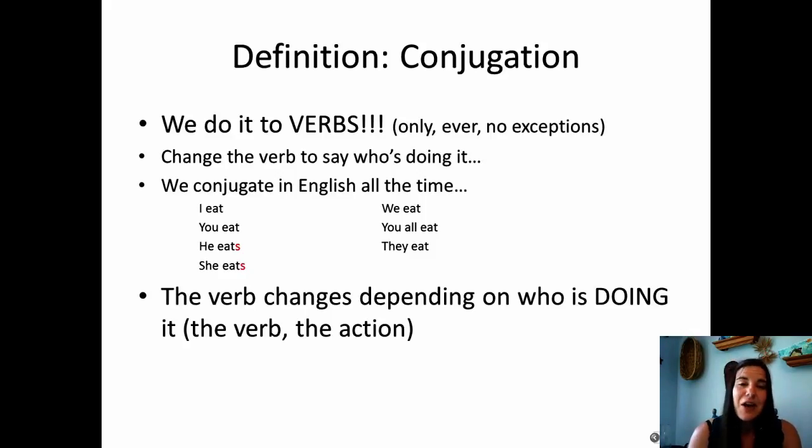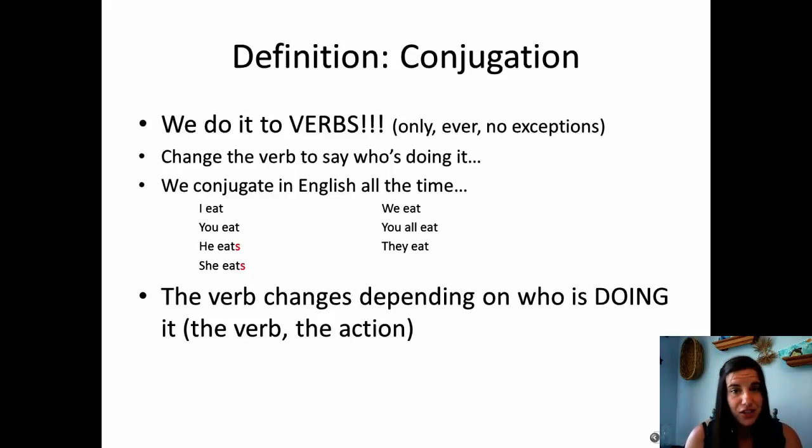Conjugation, what is it? Conjugate is something we do to verbs. Only verbs. Only, ever, no exceptions. You can only ever conjugate a verb. What does it mean? To conjugate a verb means you change it to say who's doing it. To say who's doing the verb.